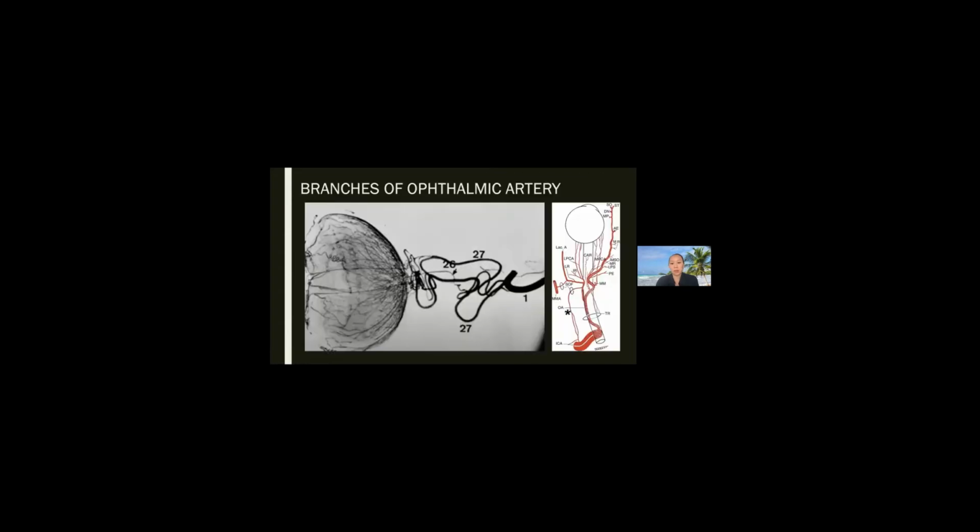And of course, there are some crucially important branches of the ophthalmic artery, the main one being the central retinal artery, which goes to supply the retina. But then there's also a number of these ciliary arteries, which there are short ones and long ones, which supply the choroid, which is one of the highest vascularized parts of the body. You can see there's a lot of slack in these vessels, and that's because as the eye moves, they can still supply the eye.